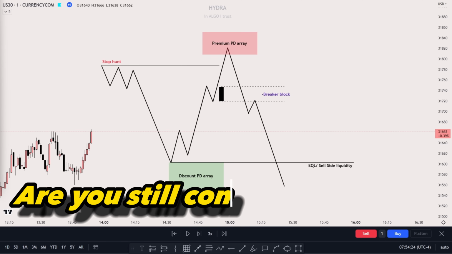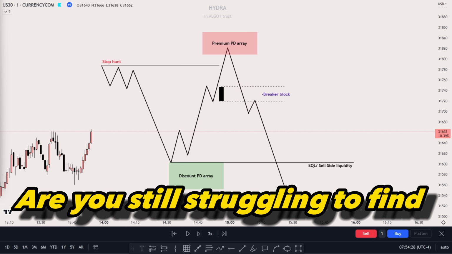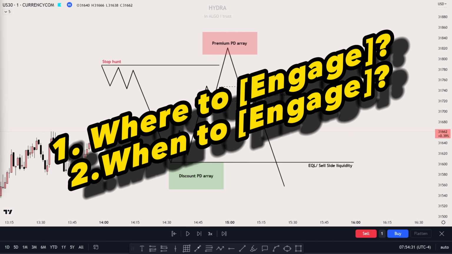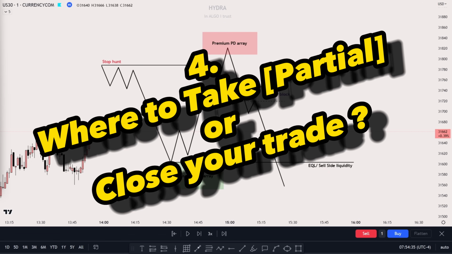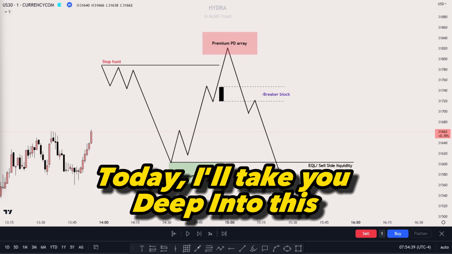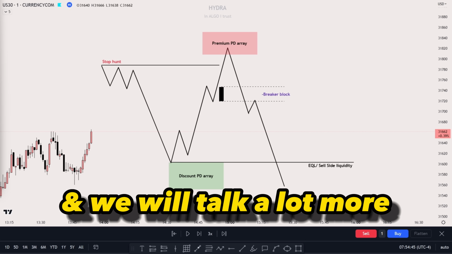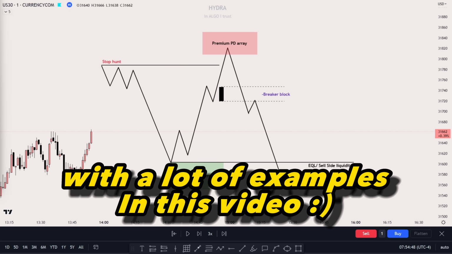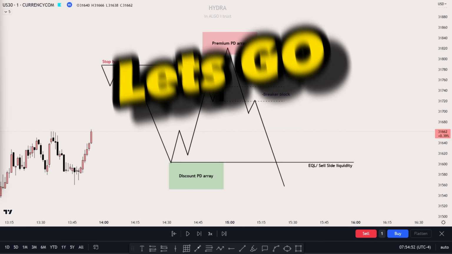Hey there, are you still confused with this breaker block concept? Are you still struggling to find where to engage, when to engage, where to put your stop loss, where to take partial, where to put your take profit? If so, don't worry, today I will take you deep into this macro with breaker block concept, and we will talk a lot more about it with a lot of examples in this video. So let's dive into today's video and let's go.